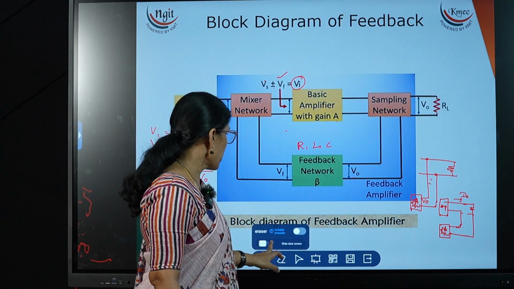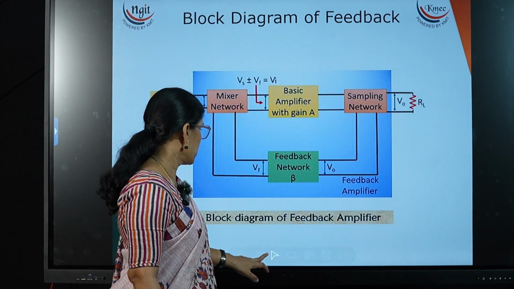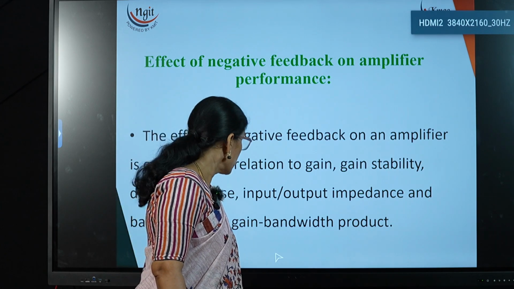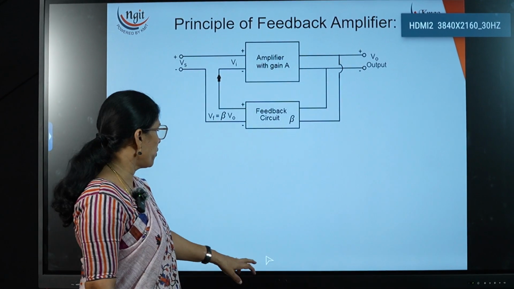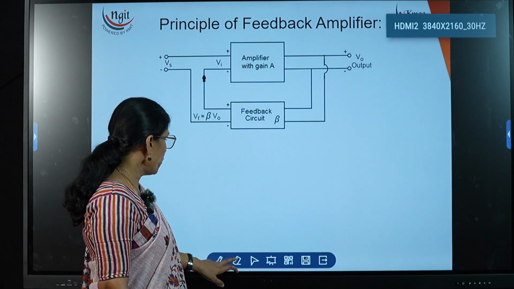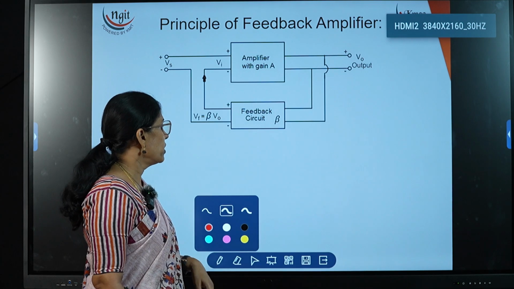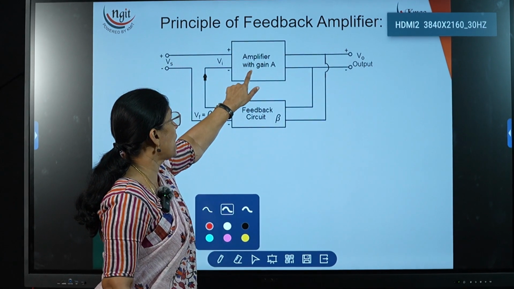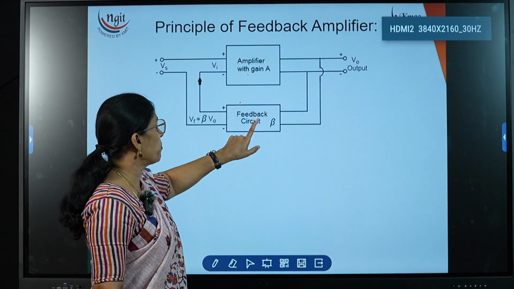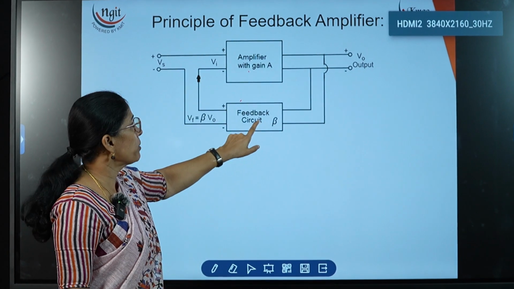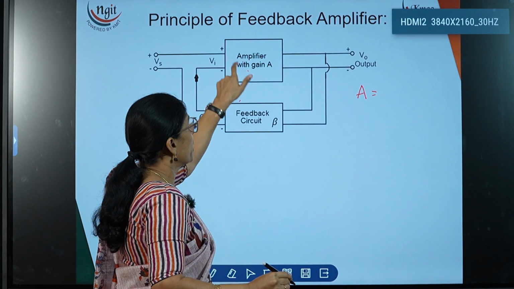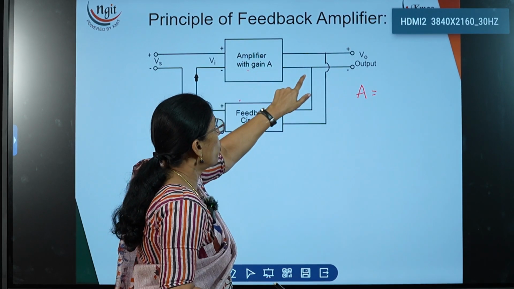Now we will see the principles of the feedback network. Here we will try to derive the expression for the gain with feedback. In the last lecture we discussed the amplifier. Now a feedback amplifier consists of what? An amplifier with the gain A and a feedback circuit with the feedback factor beta. Now the gain A, for the amplifier, is equal to what? Output divided by input.